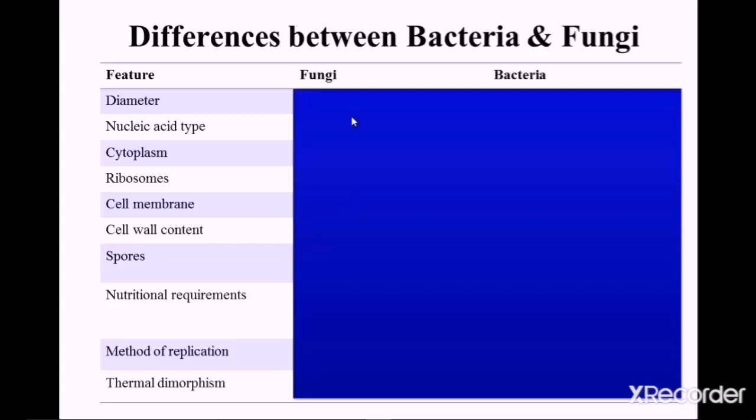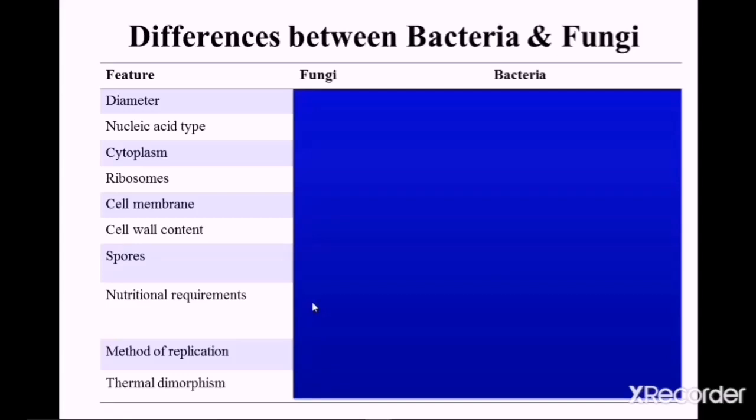Sterols are present in the fungal cell membrane, and these are absent in the bacterial cell membrane except in the case of mycoplasma. So there is an exception. Cell wall content: chitin is present in the fungal cell wall, whereas peptidoglycan is present in the bacterial cell wall. Spores are sexual and asexual for reproduction, and in bacteria there are endospores. They are just for survival, they are not meant for reproduction.